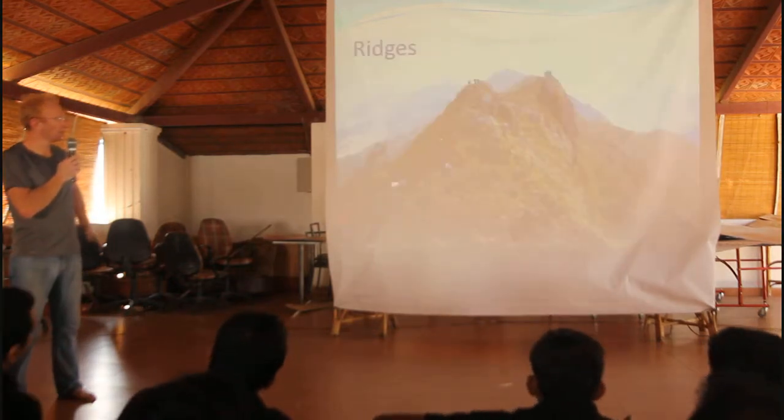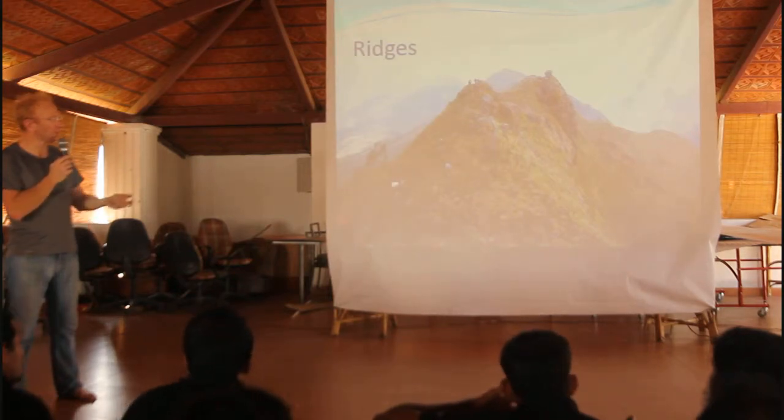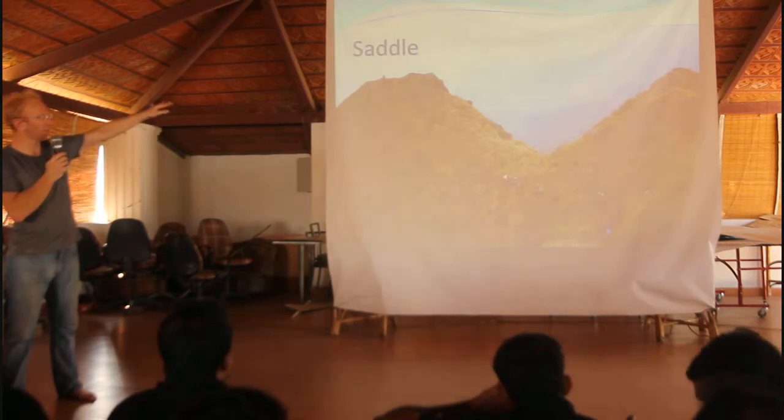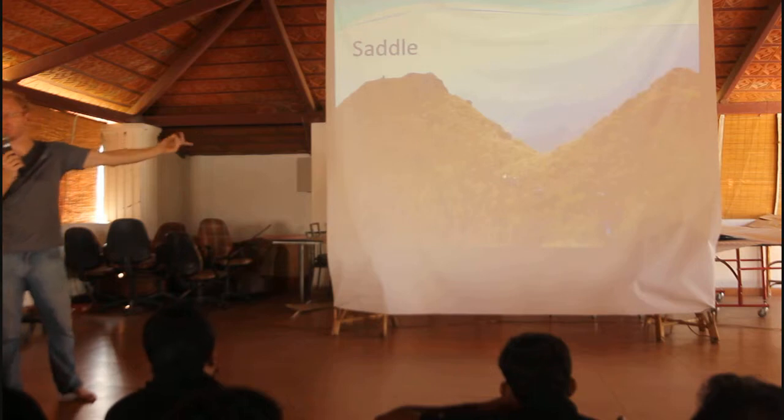Okay, next one. Here again you can see another ridge, right? So sometimes the ridges can be bumpy also. Next one. So here you see a nice example of a saddle, two small peaks, and in between you can see, if you follow the ridge, the lowest point is your saddle.